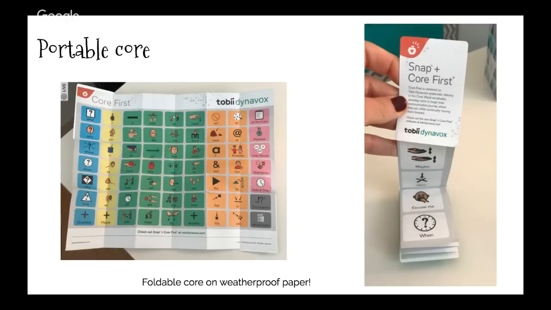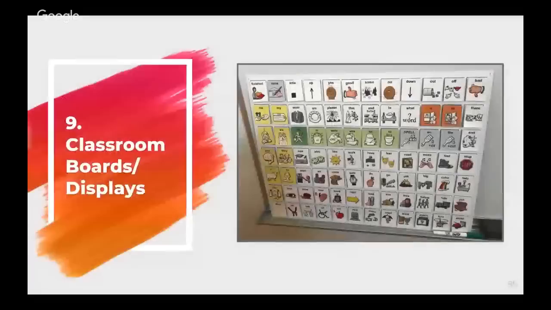We also love this waterproof, drool-proof paper. You can get that on Amazon. It's not cheap, but it's great if you don't have access to a laminator or you need to be able to fold something. Toby Donavox has come up with this little portable one. It's the size of a business card, and it's just a core board printed on the weatherproof paper. Parents can keep them in their purse, or dad can keep them in his pocket or his wallet. Just a nice way to have that portable core available.